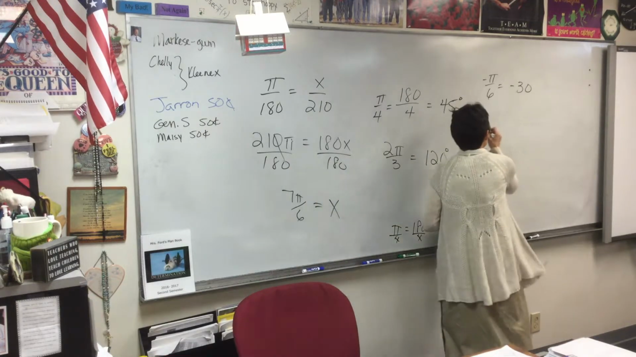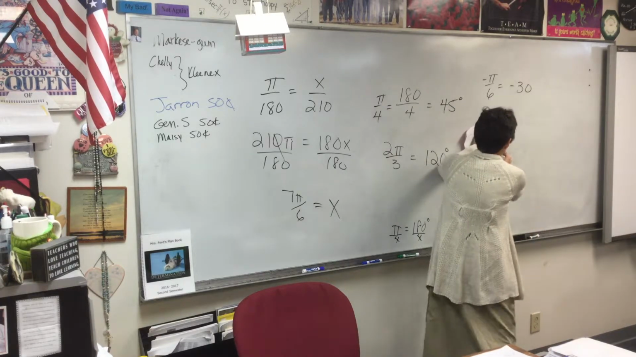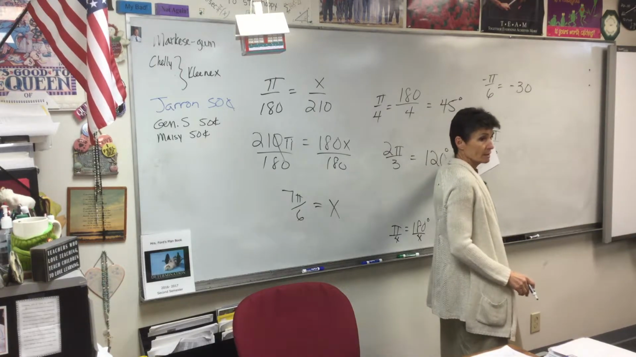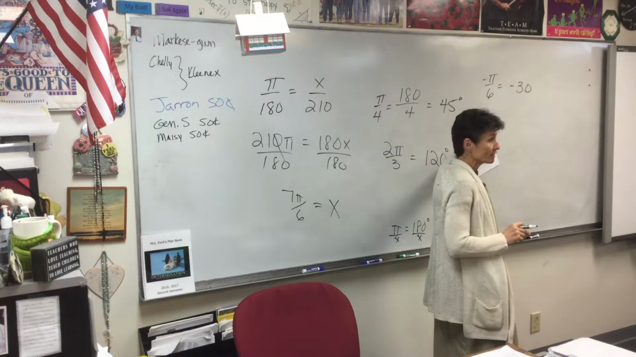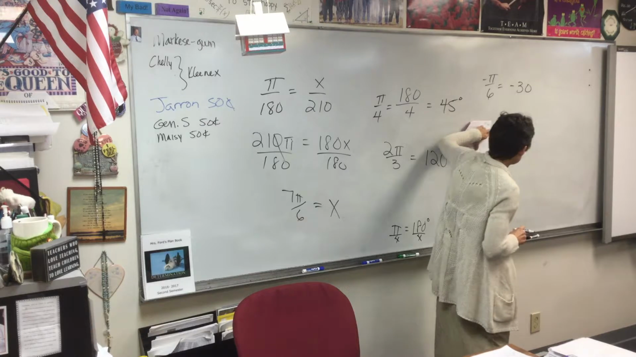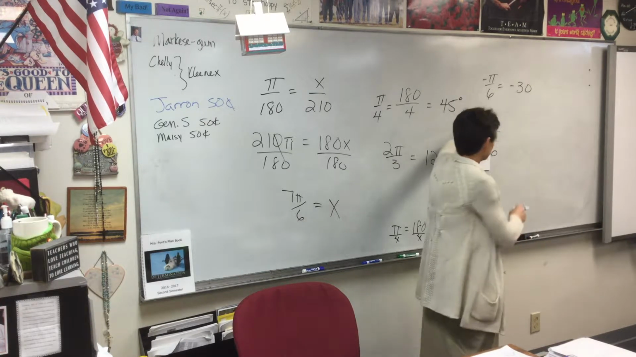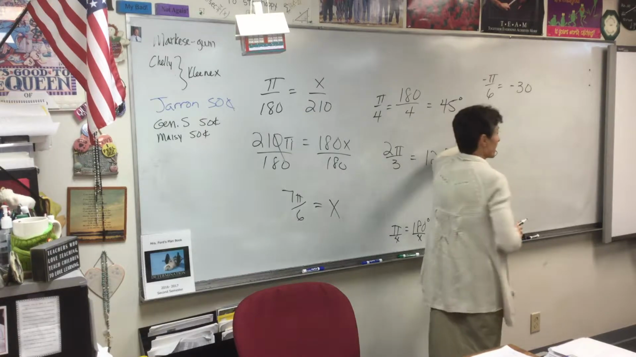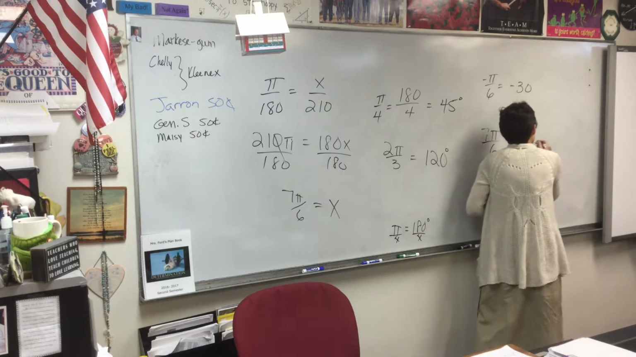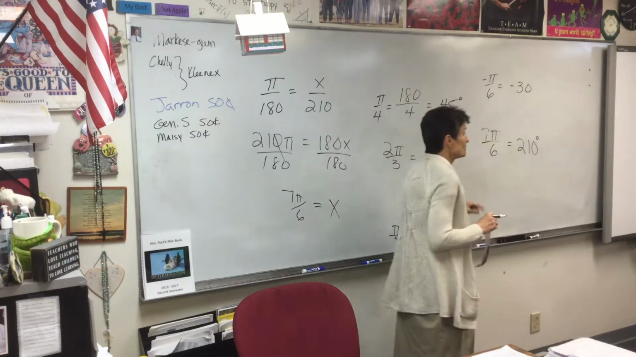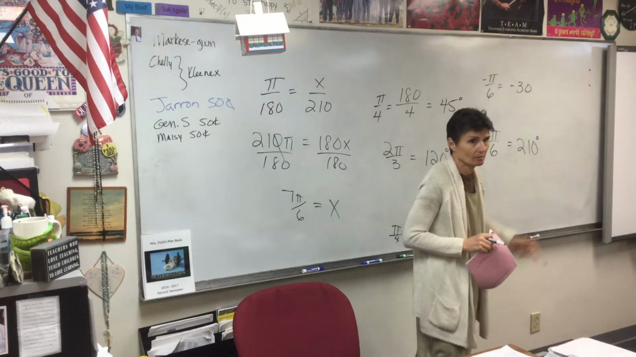Here's one where it's probably easier to do the division first. 7 pi over 6. We all know that pi is 180, right? What is 180 divided by 6? 30. What is 30 times 7? 210. If you did it the other way, you'd have to take 7 times 180 and divide by 6, and that's going to take a long time.